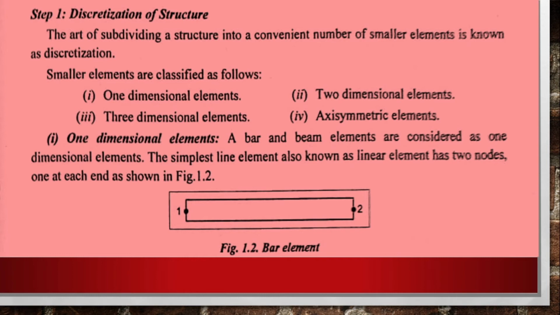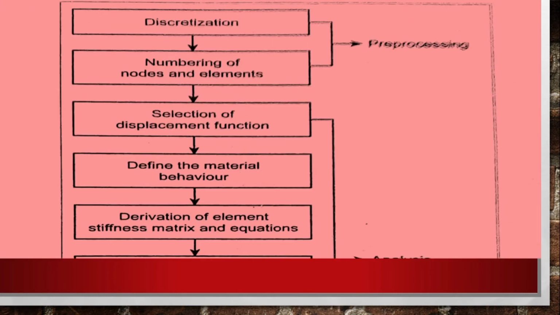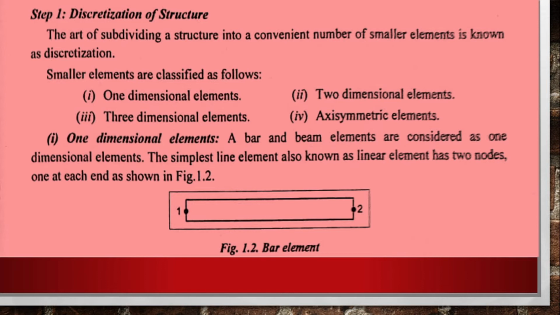Now, this is the first one that we studied, the discretization in the pre-processing. In the pre-processing, this is the first step, discretization of the structure. Discretization of the structure is nothing but the art of subdividing a structure into a convenient number of smaller elements, which is known as discretization.